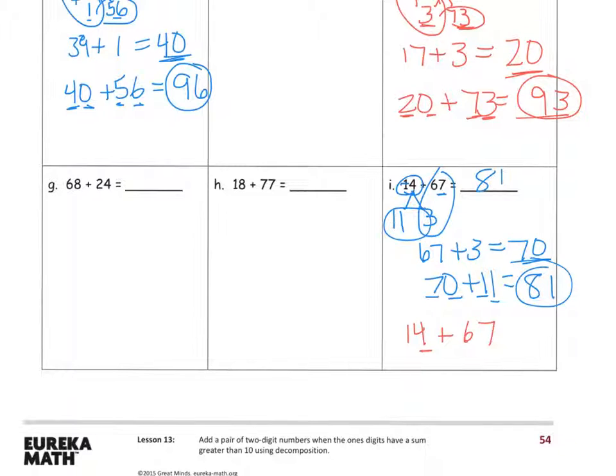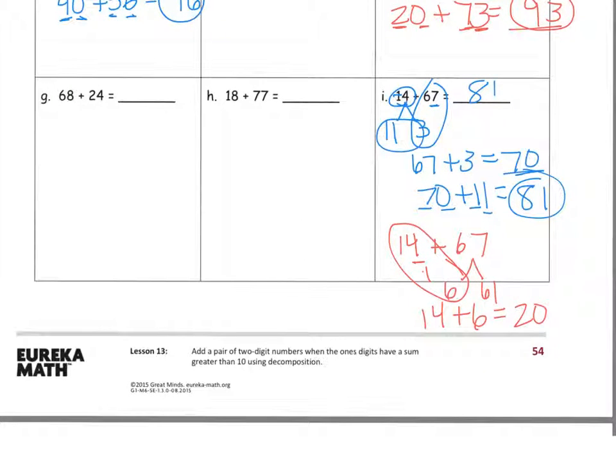Now, for that last problem, I could do it the other way. I could say I need 6. And if I take 6 away from that, I'm still left with 61. So 6 plus 61 is 67. I could then add these. So 14 plus 6 equals 20. And then I'll take my 20 and do 20 plus 61 to get 81.